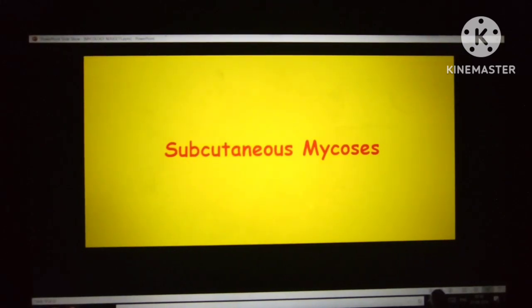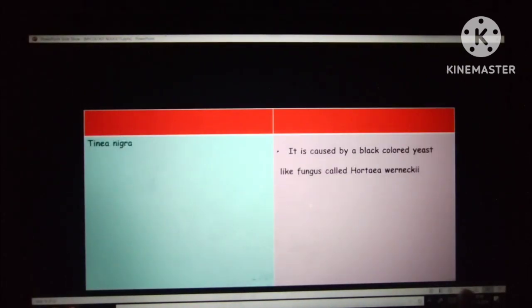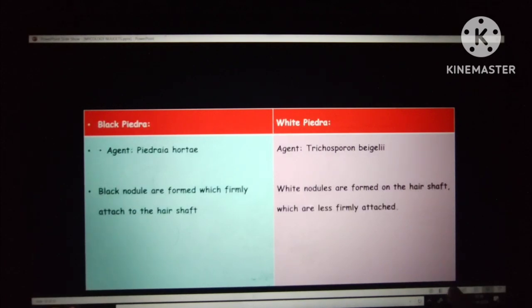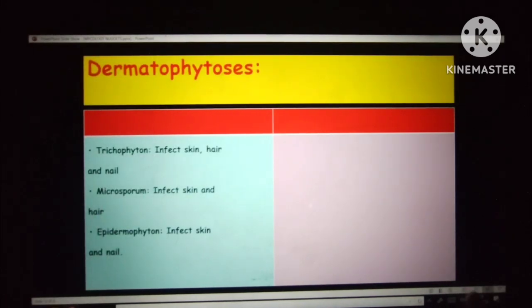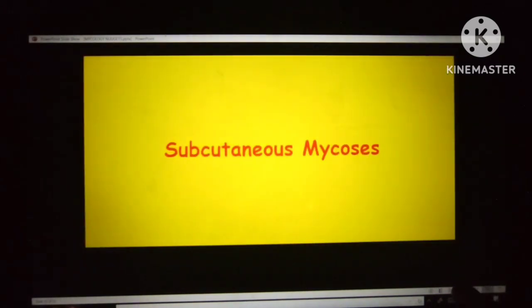So this completes the superficial mycosis. I think it is easy to remember: Tinea versicolor, Tinea nigra, black piedra and white piedra, and dermatophytes. These are the 4 diseases we will be dealing with. We dealt with superficial mycosis. Coming to subcutaneous mycosis, as the name implies, it usually affects the subcutaneous tissue.